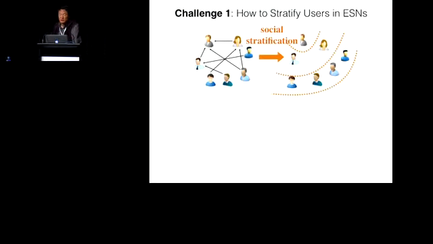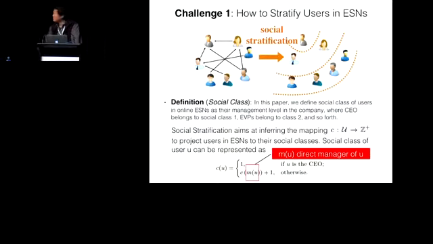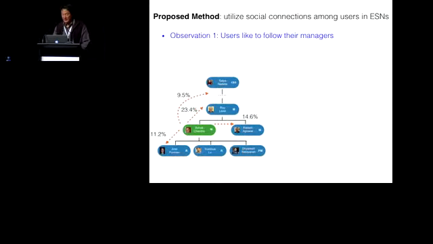Okay, so let's first look at the first challenge: how do we put people into different hierarchies? Basically, we want to predict the level of a person. The CEO certainly is level 1, and for the other people, their level is always 1 plus their manager's level.